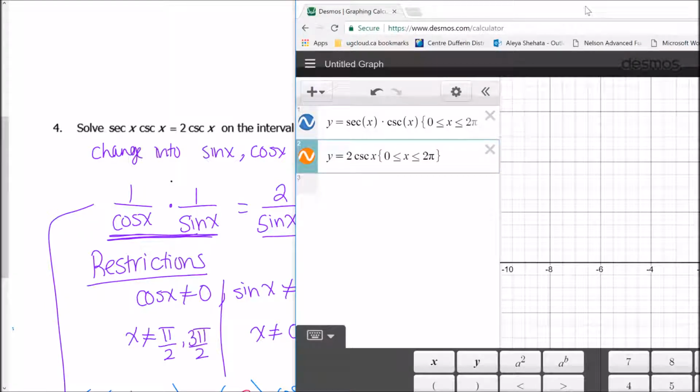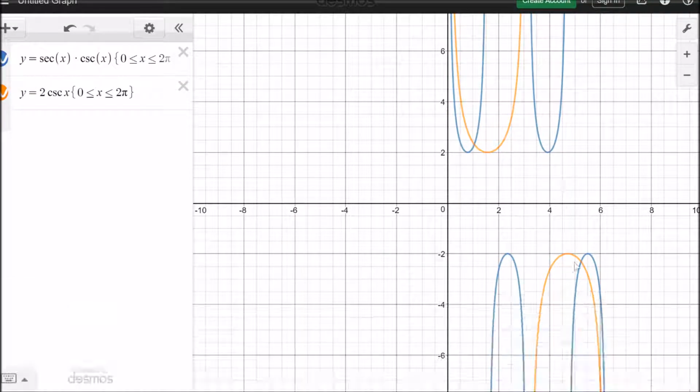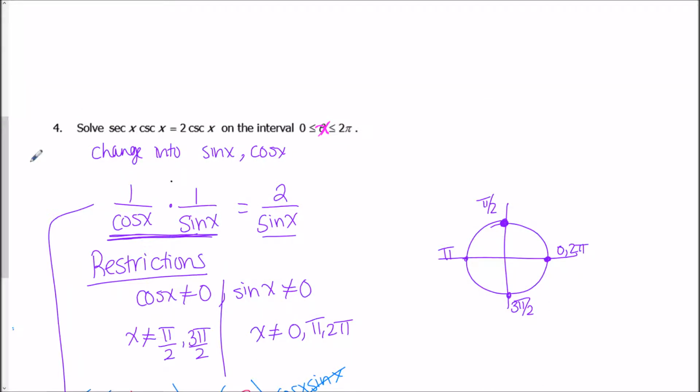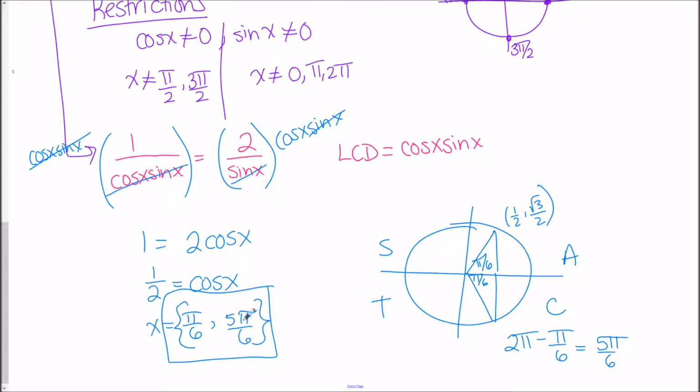So when I take a look at what I have here, I can see where they intersect with each other, and they intersect at pi over 3 and again at 5 pi over 3. So our solutions to this equation are correct.